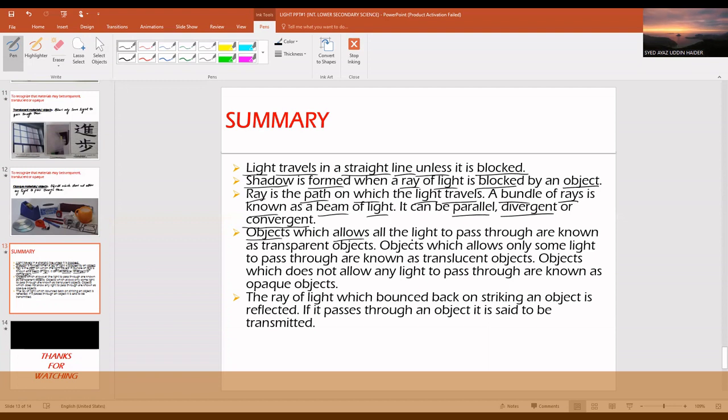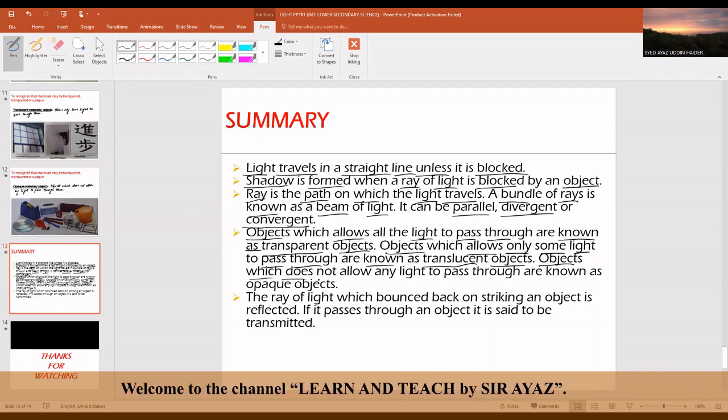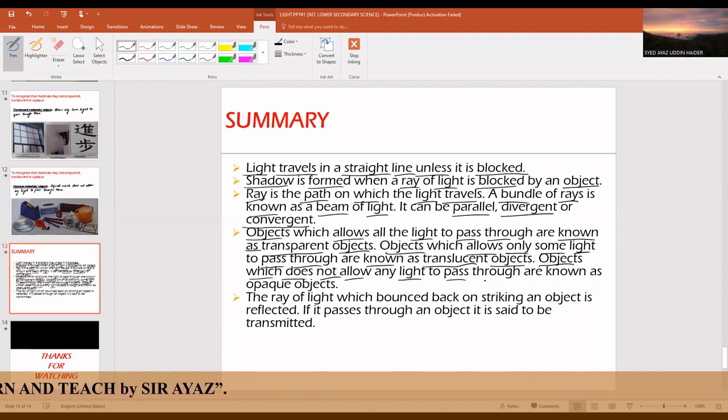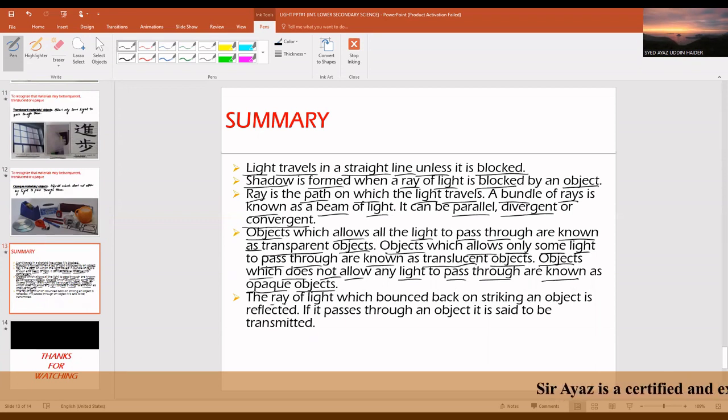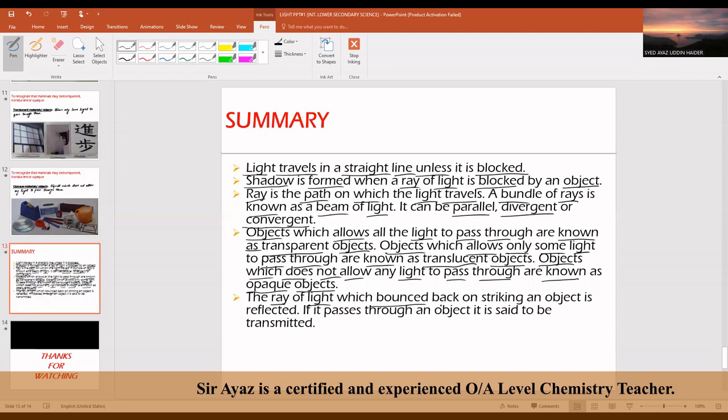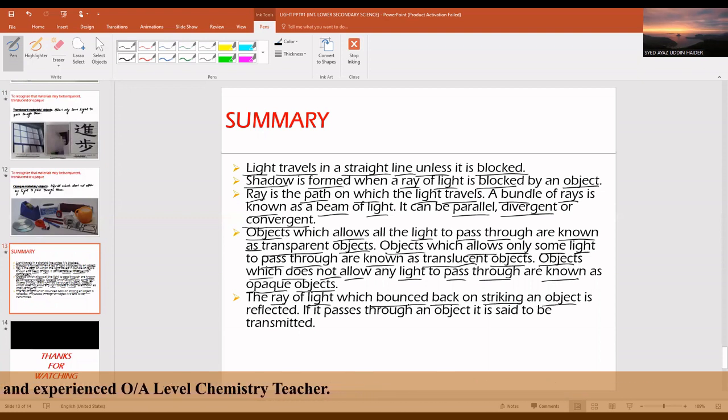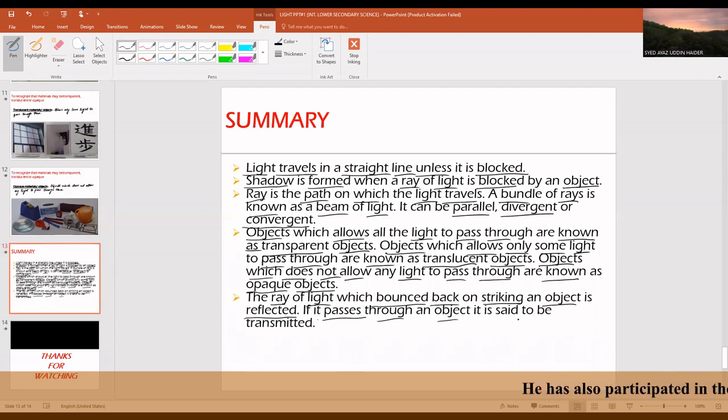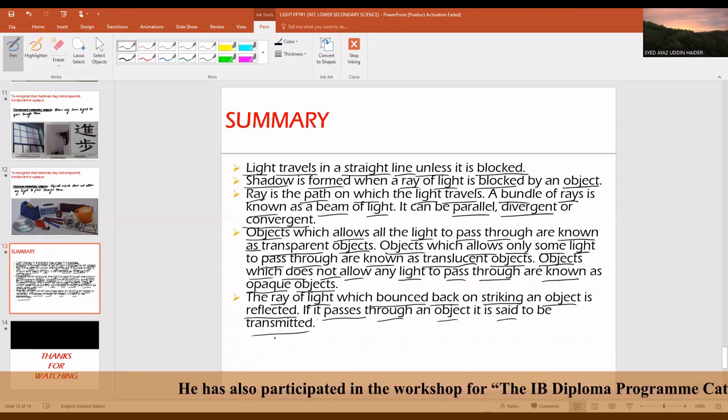Objects which allow all the light to pass through are known as transparent objects. Objects which allow only some light to pass through are known as translucent objects. Objects which do not allow any light to pass through are known as opaque objects. The ray of light which bounced back on striking an object is reflected. If it passes through an object, it is said to be transmitted.